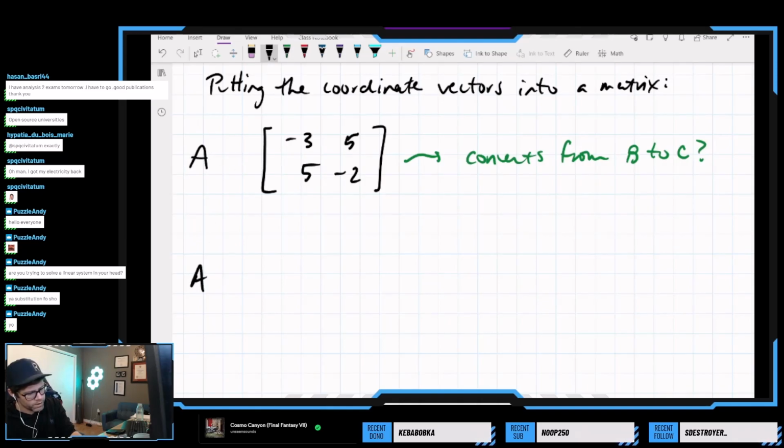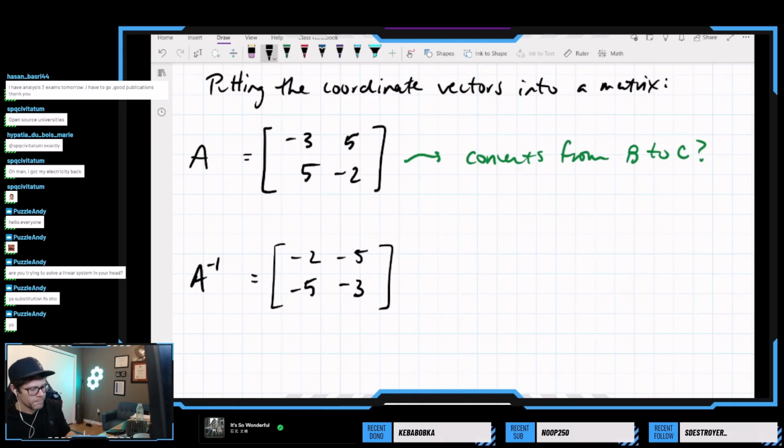And then we are going to find the inverse of this because we do need this inverse as well. So negative 2, negative 3, and then multiply these by minus 1. And then we need to divide by the determinant as well.